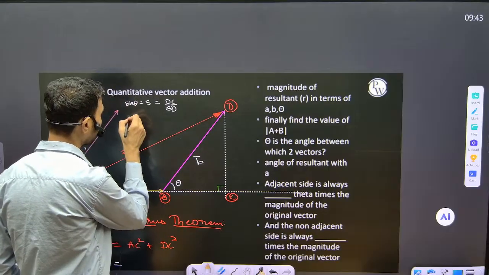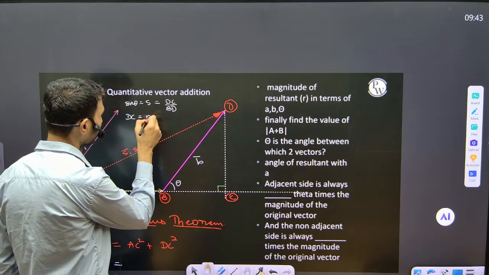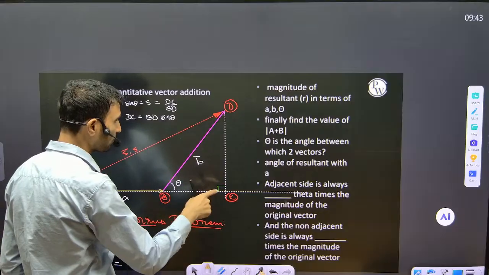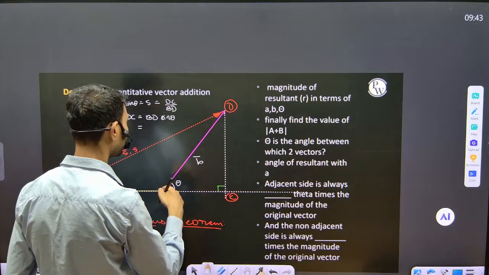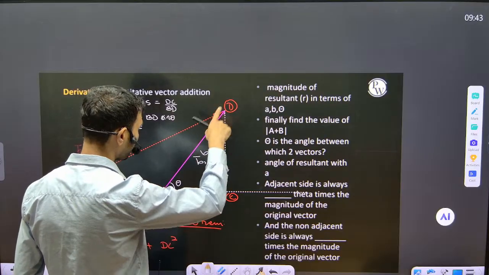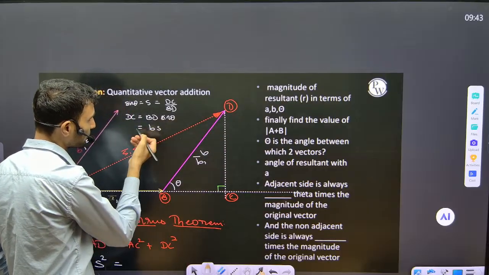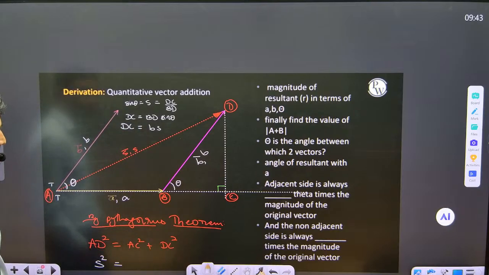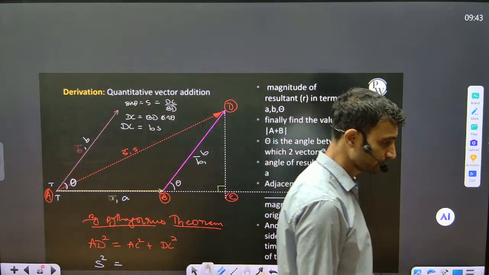So from here I get DC equal to BD sin theta. But DC is how much? Now BD is nothing but B itself. This vector's magnitude is B. So I can write B, and sin theta is simply S. So I can write DC is equal to BS. Right?